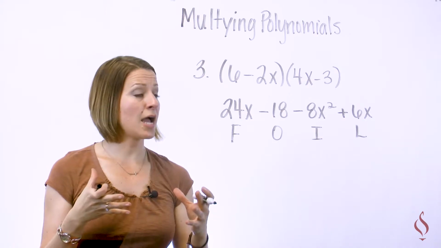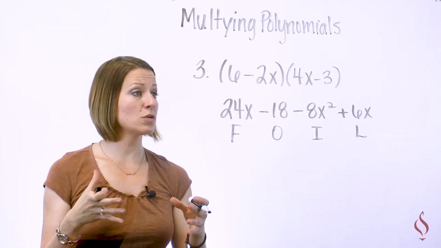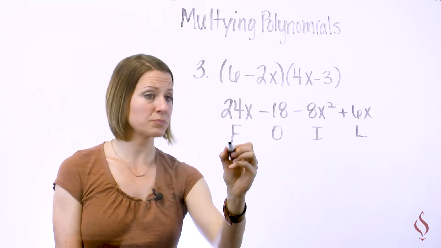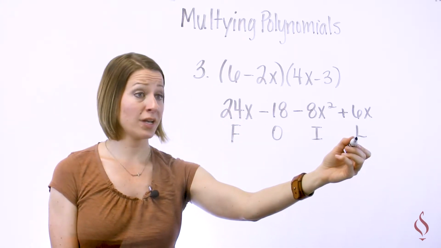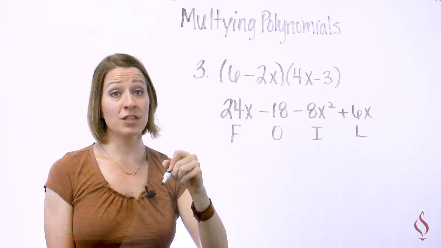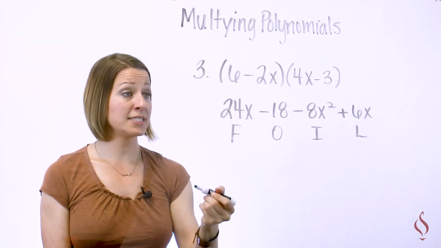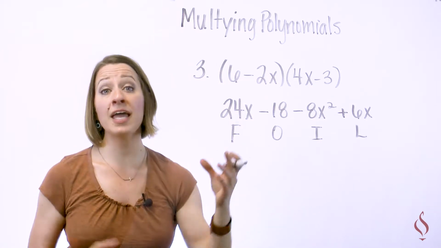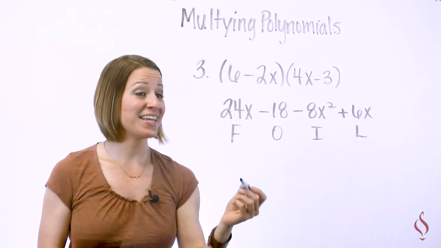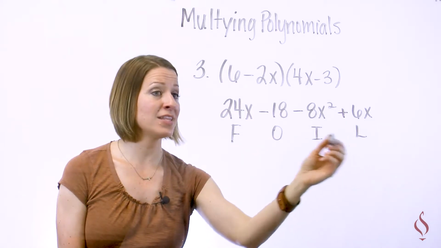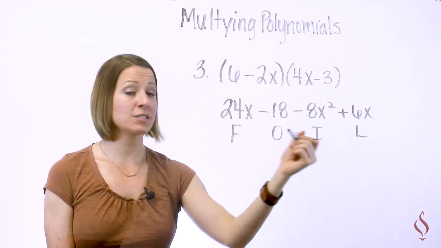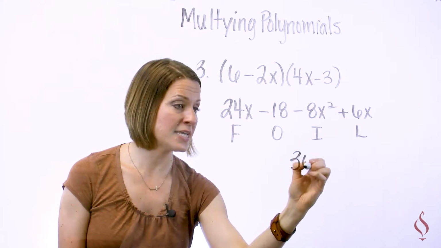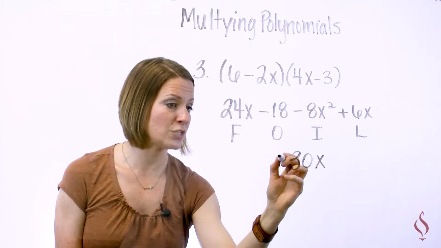Before we put anything in descending order, I want to point out that the first and the last term are actually the ones that we're going to collect together. On the previous example, I think example 1, I said it's almost always going to be the O and the I, but every once in a while it's not. In this problem, we're going to combine the F and the L. This 24x plus 6x is 30x, and I'm going to just guess that it's going to be our middle term here.